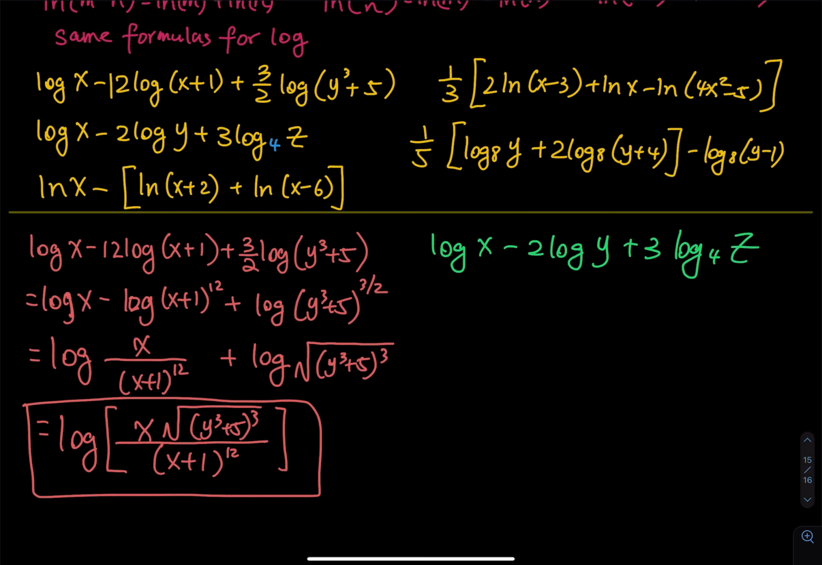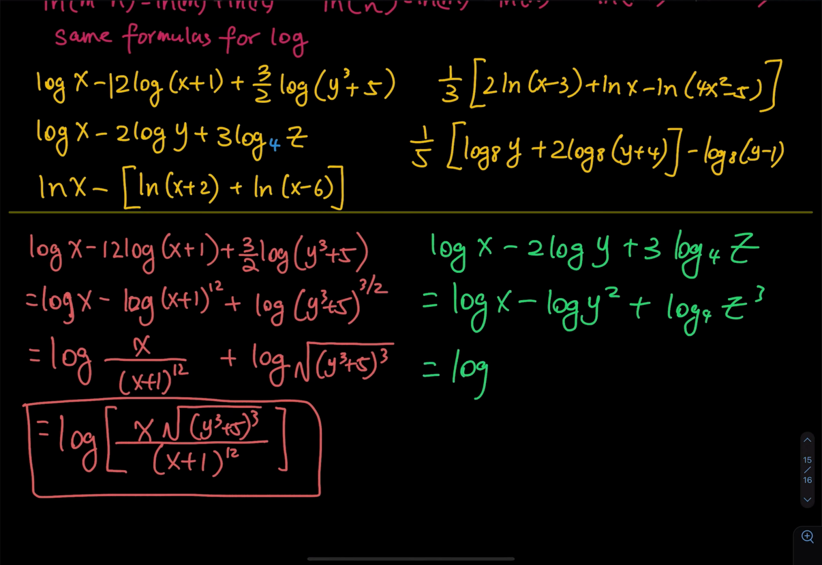Okay, so let's take care of the first two terms. So this is log x minus log, bring the 2 up, that is y squared, and then plus log base 4 of z to the third power. For the first 2 logs, I didn't specify the base. That means they are base 10, and this is a minus. So we have log of x divided by y squared, and then plus log base 4 of z to the third. Are we able to combine these two?